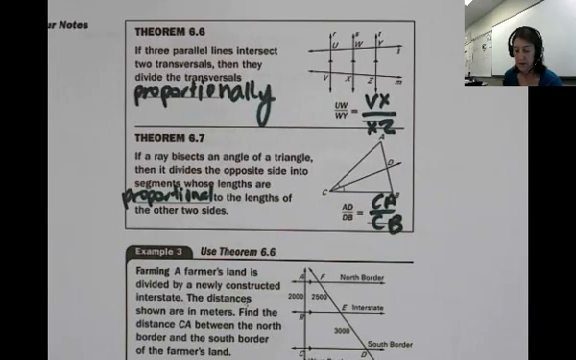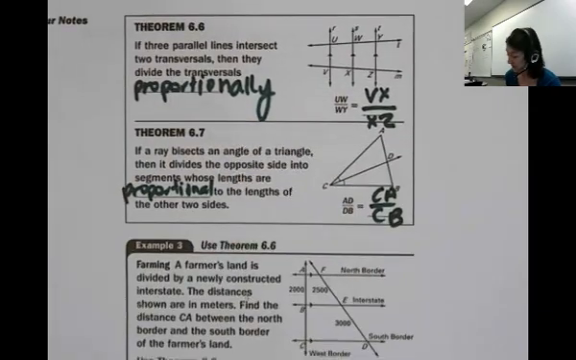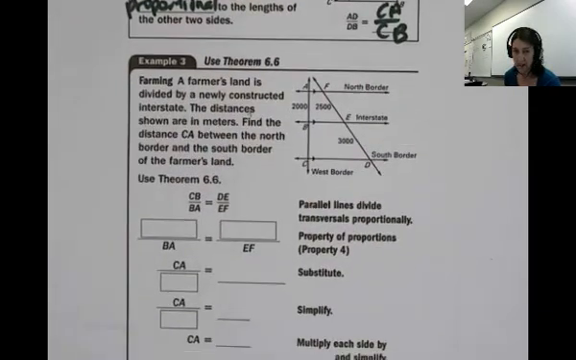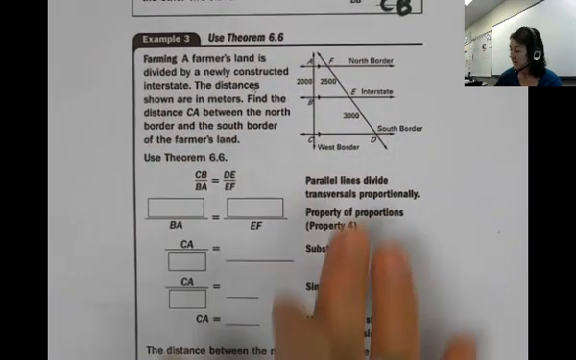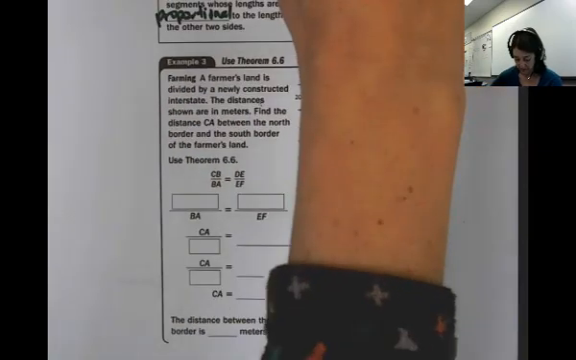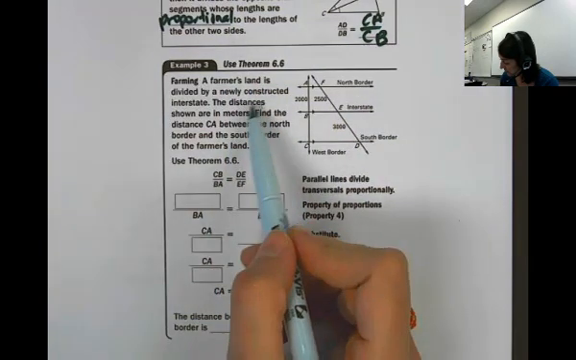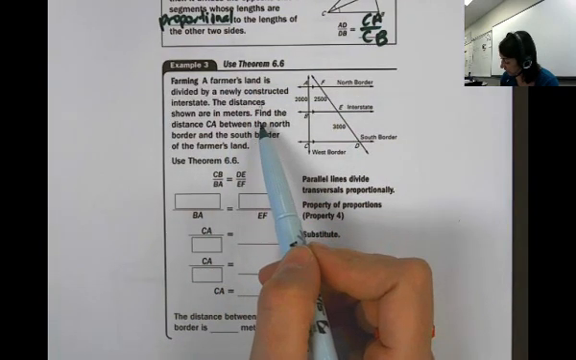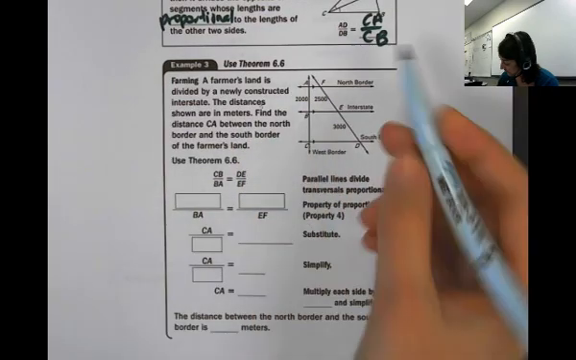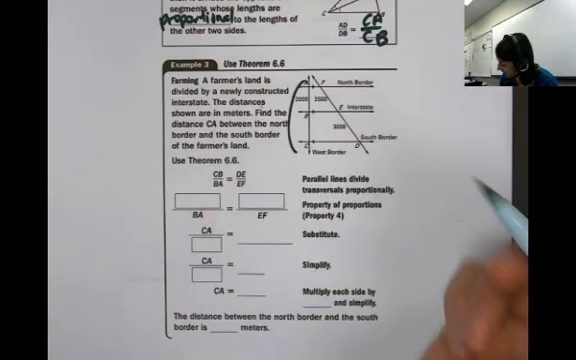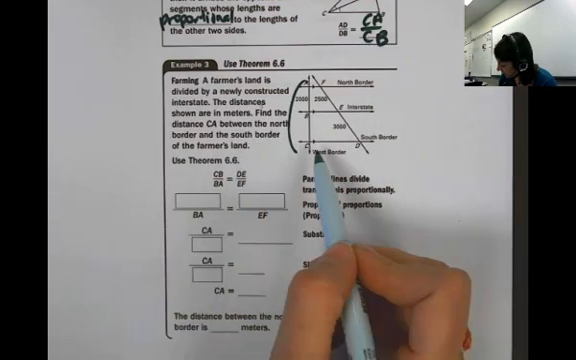Let's apply those. Example 3 applies this top one. And I am going to actually, on the side here, do this a little differently than the book did it. So a farmer's land is divided by a newly constructed interstate. The distances shown are in meters. Find the distance CA, right here, they want me to find this whole one, between the north border and the south border of the farmer's land.